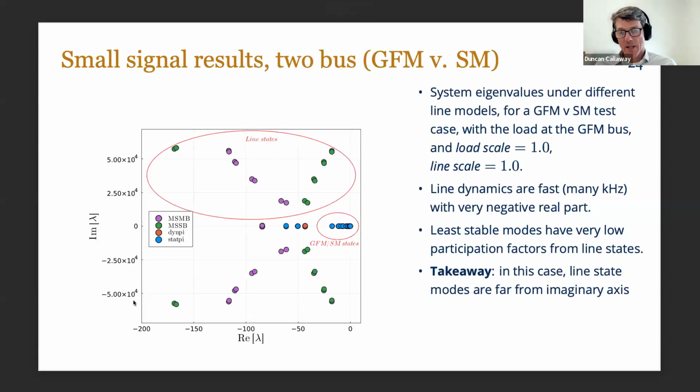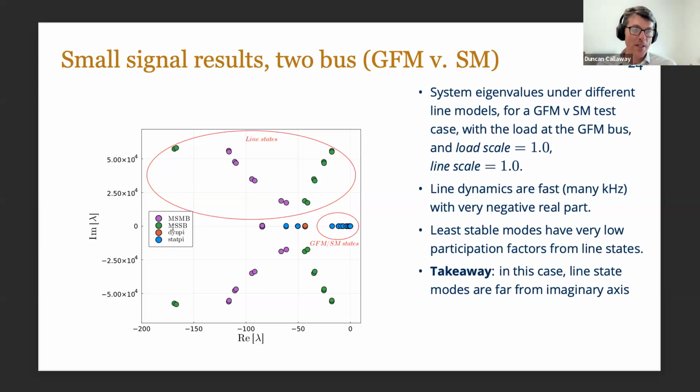Okay, so this really just mirrors what we saw in the earlier results for small signal characterization. The system eigenvalues for different line models for the grid forming versus synchronous machine 2-bus test case follow a pattern that looks like this. So MSMB is multi-segment, multi-branch. So that's many different segments for wave propagation, many different branches for frequency dependence in that.